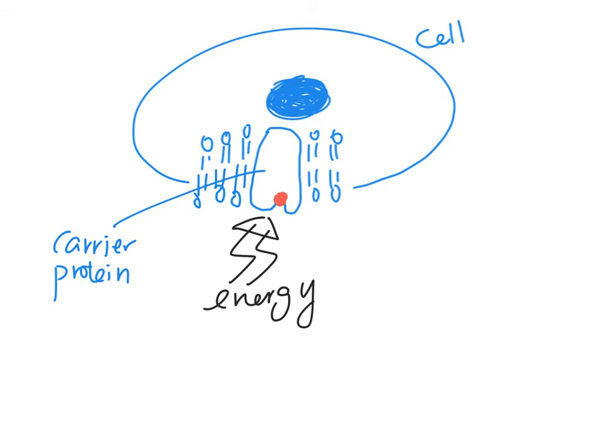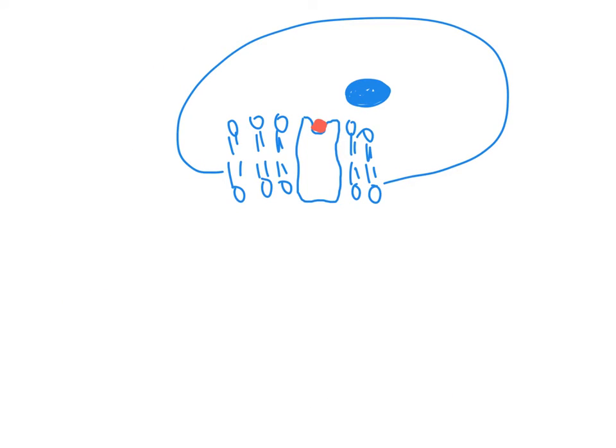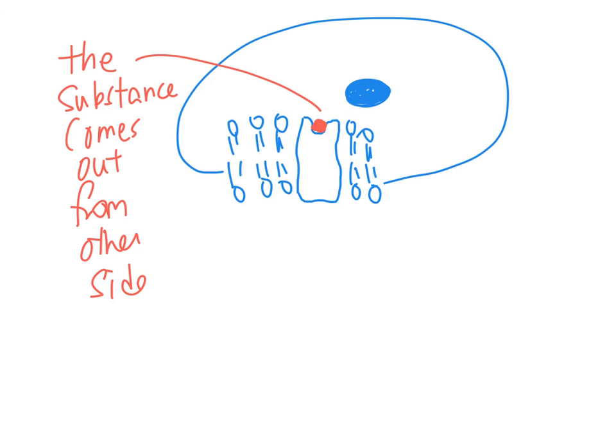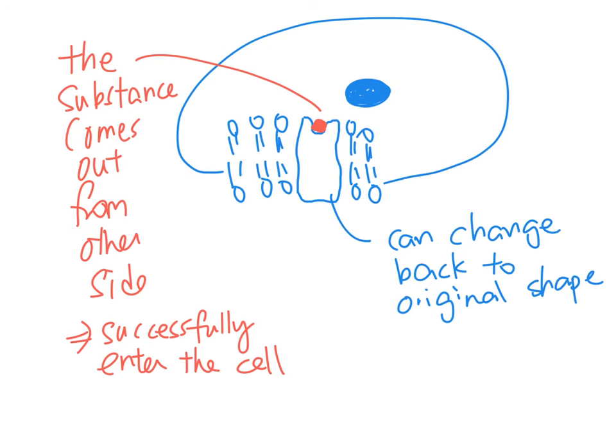And then, with the input of energy, this carrier protein can change its shape. When the shape of the carrier protein is changed, you can see that the substance will come out from the other side and successfully enter the cell. And of course, the carrier protein can always change back to its original shape to take in more of the substance that you want to absorb.